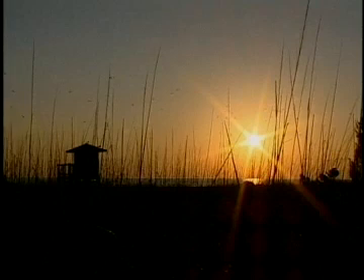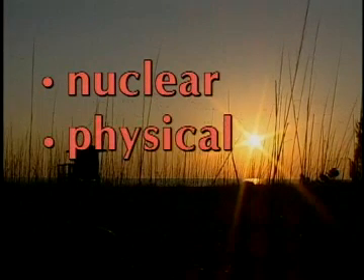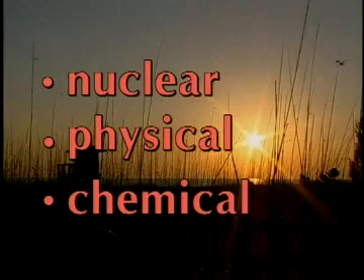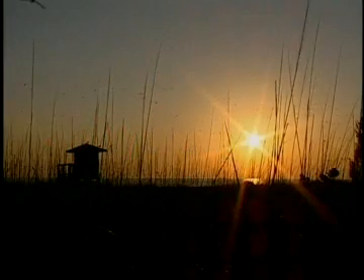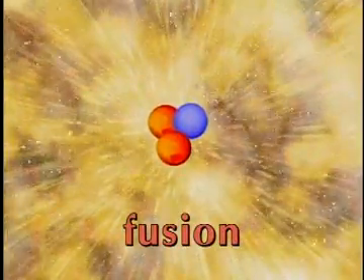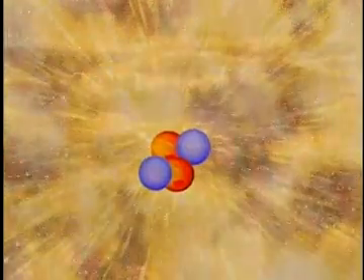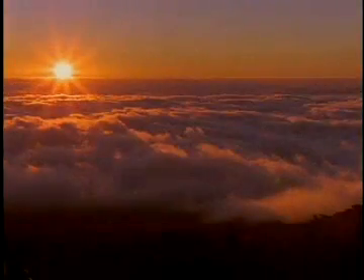There are only 3 different types of changes in matter: nuclear, physical, and chemical changes. Nuclear changes are those that occur in the nucleus of atoms. Fusion occurs in the sun and stars when 2 hydrogen nuclei fuse together to become helium. In the process, enormous amounts of energy are released, which travels to us in the form of electromagnetic radiation, or light.